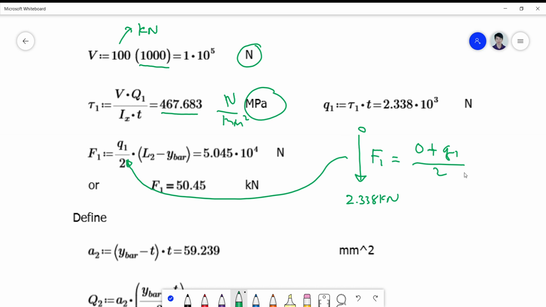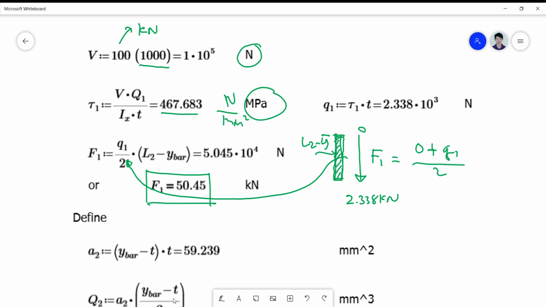You have to multiply this by what? The length of this. If this is your plate, what is the length of this? So the length is simply L2 minus Y bar. So this is what is given on your geometry figure on the other slide. Okay, so I now computed my F1, and similarly, defining A2 and Q2 will give me my tau 2 and Q2 and F2.